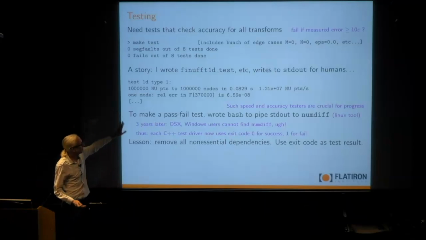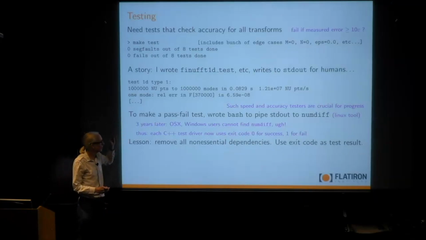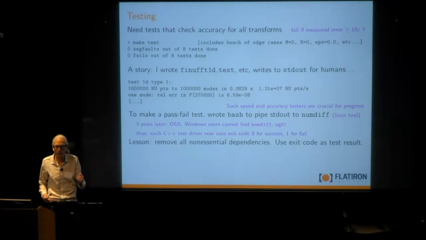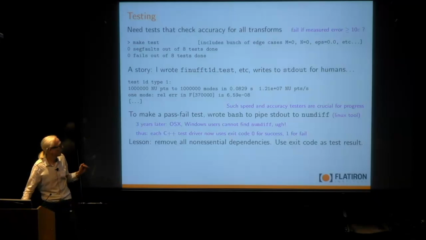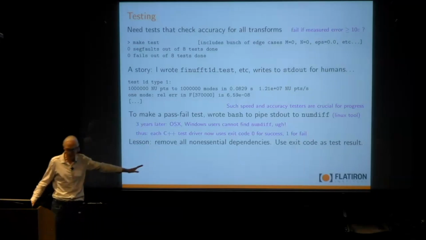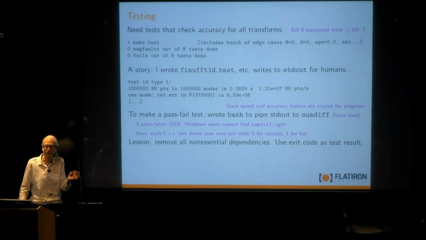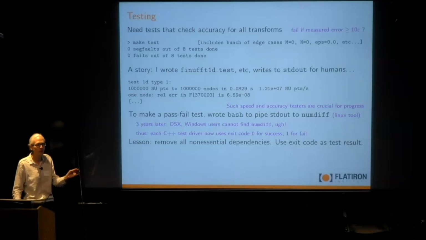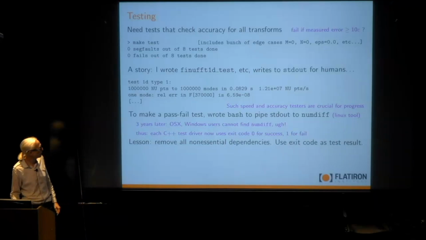Upshot is we have to rewrite the tests so that they just spit out 0 for success or 1 for fail. And that is the way I recommend you do it from now on. Don't have any non-essential dependency like this. Even just one innocent little Linux script kind of style tool ruins everything for trying to get this to be accessible to different users.